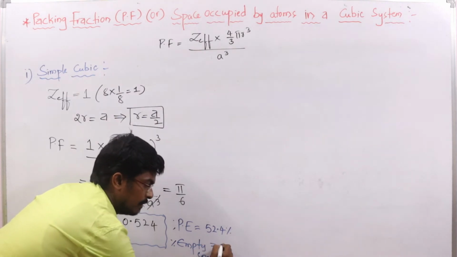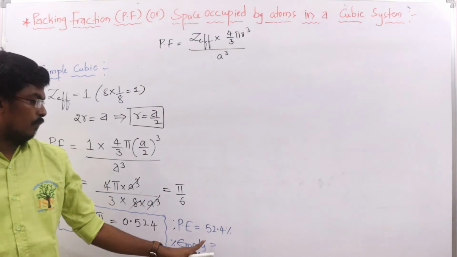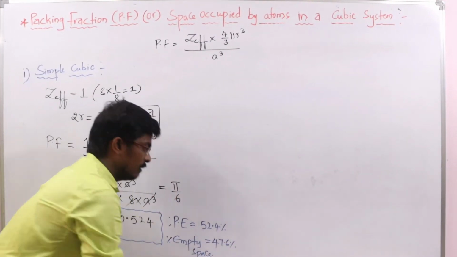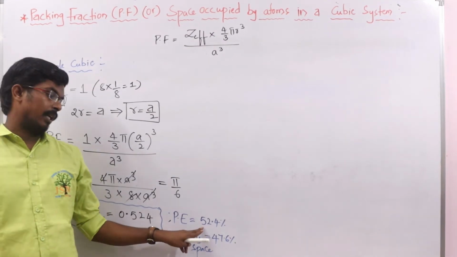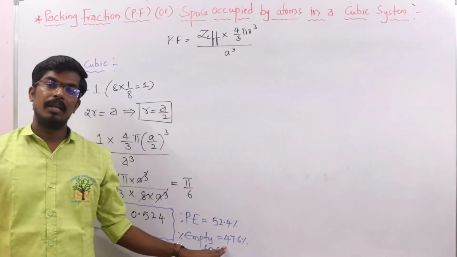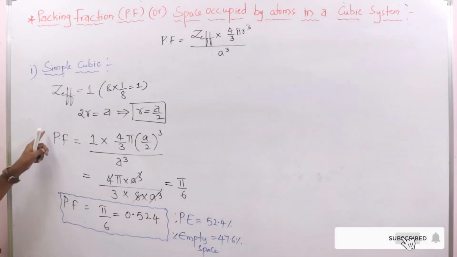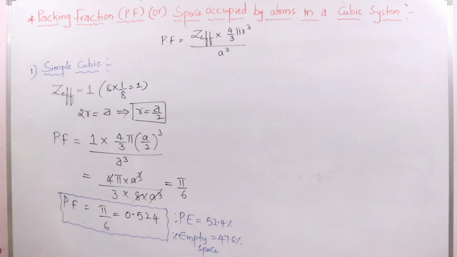So percentage of empty space is nothing but 47.6%. Okay, approximately if you are taking 52, then 48%. So this is the packing efficiency and the packing fraction for a simple cubic system.